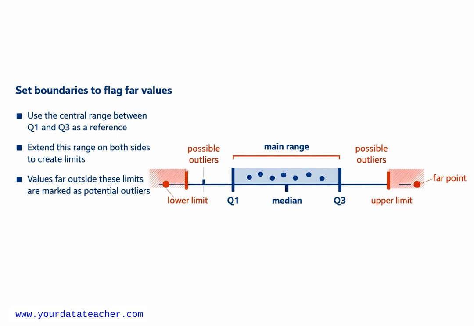First, compute 1.5 times IQR. 1.5 times 3 equals 4.5. Now the lower bound, 6 minus 4.5 equals 1.5. And the upper bound, 9 plus 4.5 equals 13.5. On the number line, Q1 and Q3 mark the central region, while the lower bound at 1.5 and the upper bound at 13.5 define the limits of normal values. Any data point below 1.5 or above 13.5 falls into the shaded outlier zones and is flagged as a potential outlier.